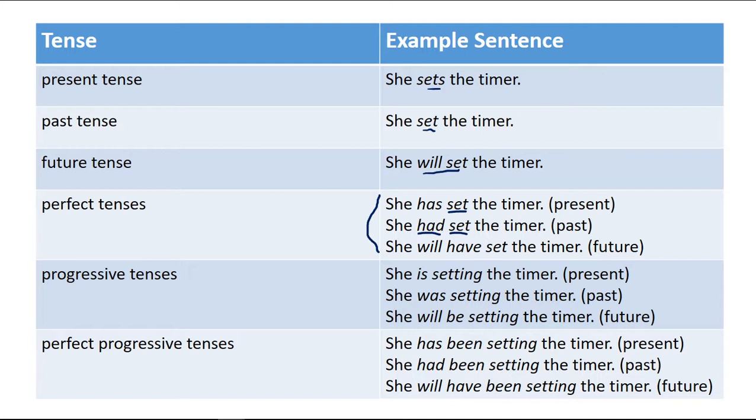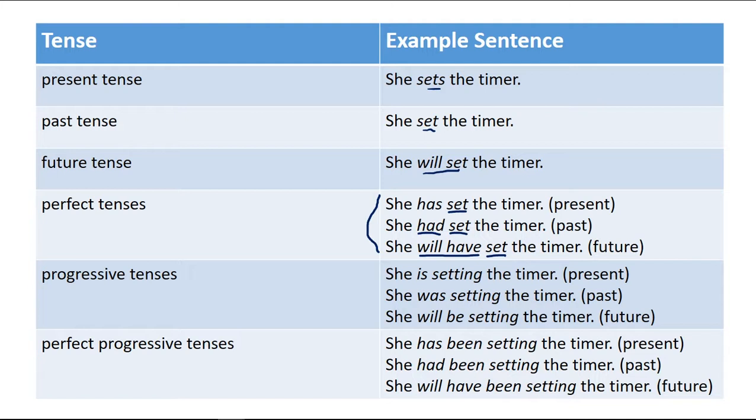Same goes for the future. She will have set the timer. Now again, we have "set," "set," and "set" for present, past, and future. But for this example, she will have set the timer. By looking at these keywords, "will have," that tells us that this sentence is in the future.